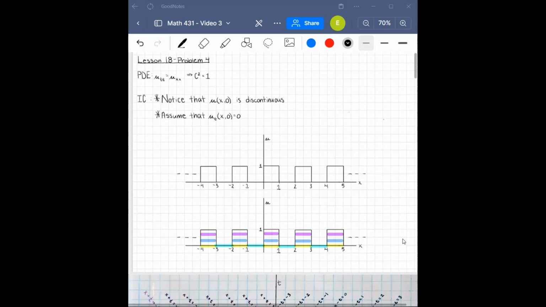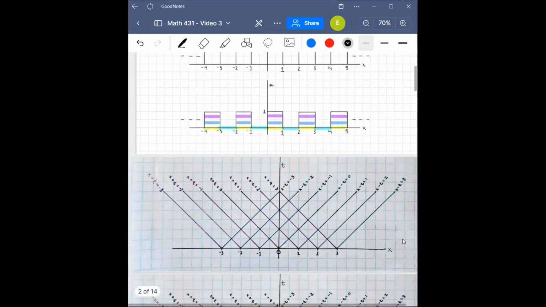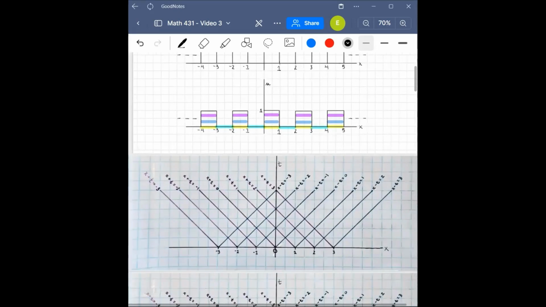So in this problem, it is a fully infinite string. So as the initial displacement continues infinitely, we will then also have an infinite number of critical points in which the initial displacement is changing from 0 to 1 or from 1 to 0. So using these critical points, we can find the left and right moving waves for each point. These lines are given by x minus ct is equal to that critical point, and x plus ct is equal to the critical point.